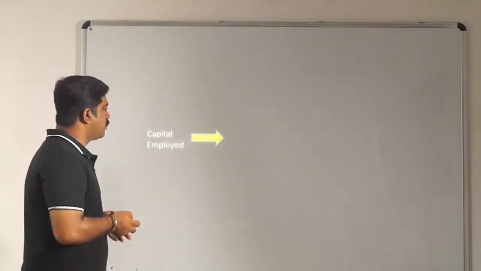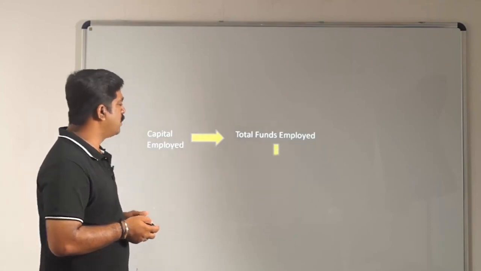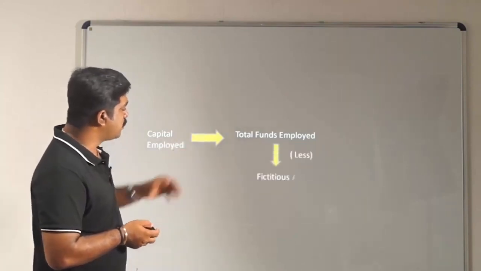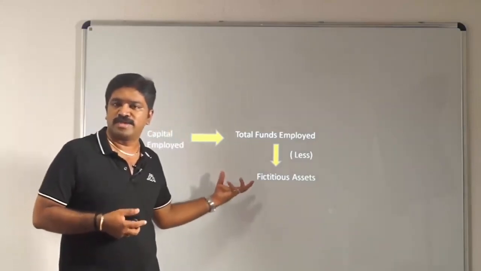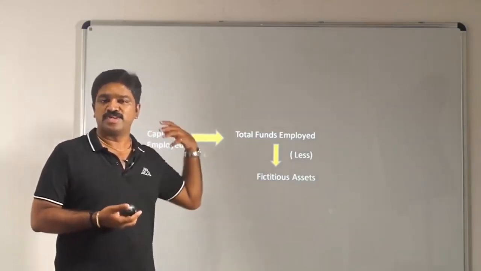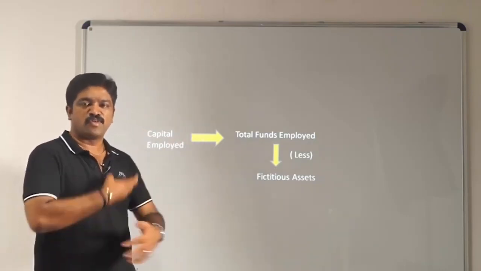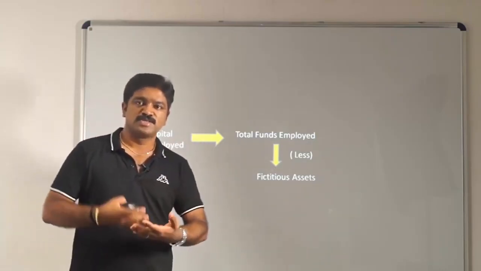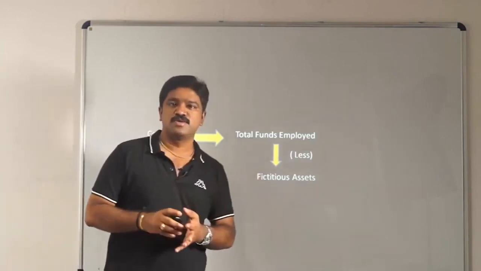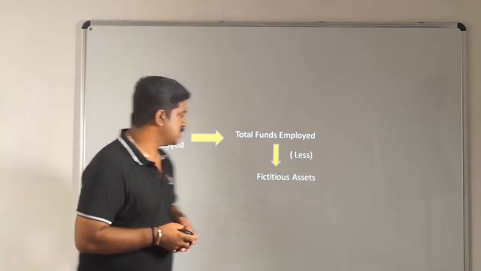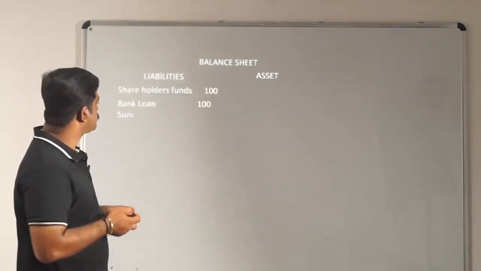And what is capital employed? Capital employed is nothing but total funds that are employed in the business, but at the same time we have to deduct fictitious assets, and that's why I told you that it is related to return on assets. In return on assets, the focus is on total assets. Here the focus is on total liability, which is of course equal to total assets. So in total assets, we have excluded fictitious assets. So in total liability also, we should exclude fictitious assets. So let's have a look at this.